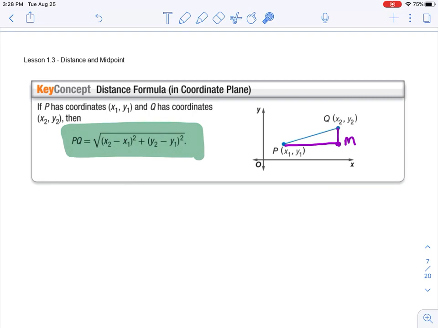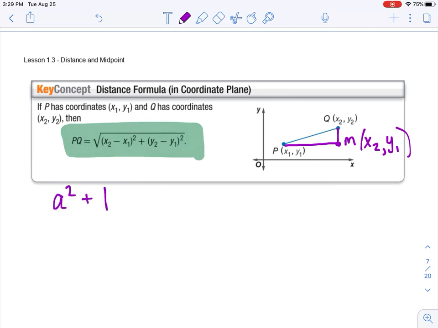So we know in our X side, we went over to the right the same amount as we did for Q. So X2 is our X value. And we went up to M the same amount as we went up to P. So our coordinate for M is x2, y1. Now we're going to use the Pythagorean Theorem and our distance on a number line to derive our formula.